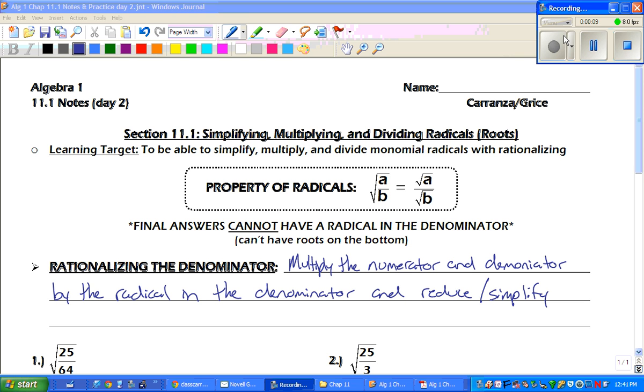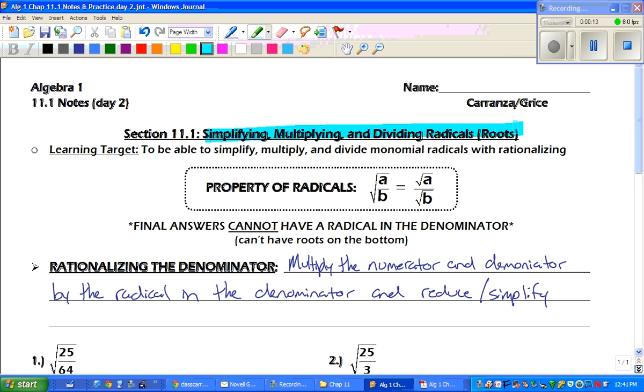Today we're talking about simplifying, multiplying, and dividing radicals. Our learning target today is to be able to simplify, multiply, and divide monomial radicals with rationalizing.